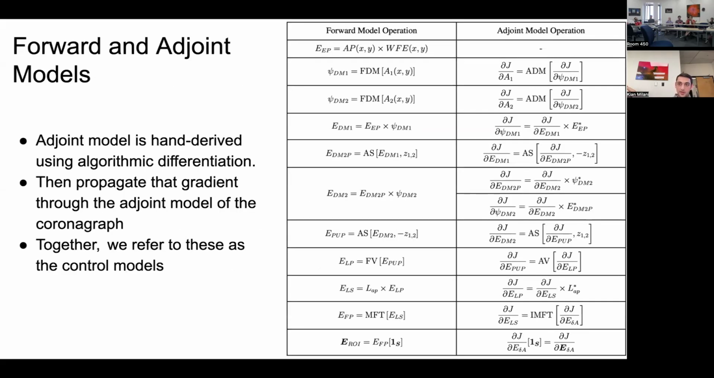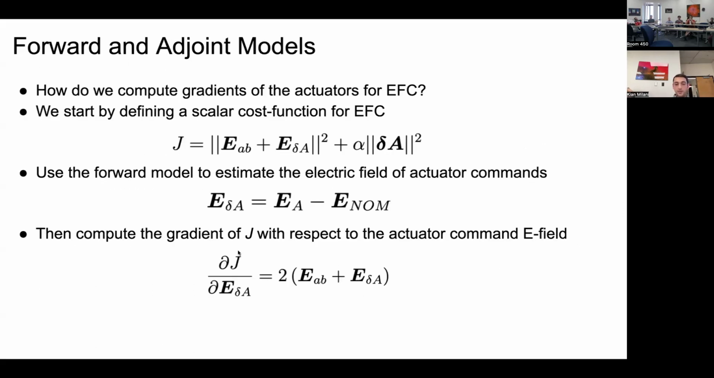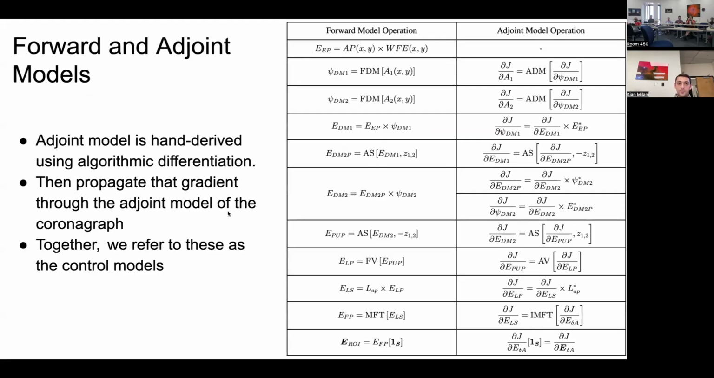Then comes the very tedious part, which is we have this gradient. How do we actually propagate this all the way back to our DM actuators? And this is where we use algorithmic differentiation again to hand derive an adjoint model. That's at least what we're calling it here. And then from this adjoint model, we propagate all the way from this row where we have our gradient back to the DM actuators.